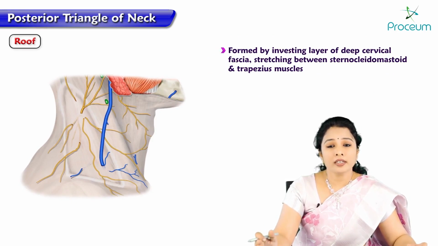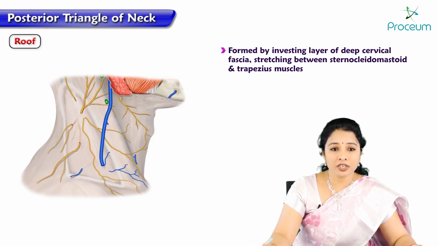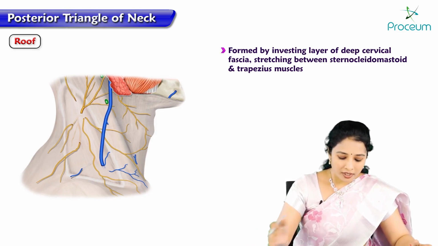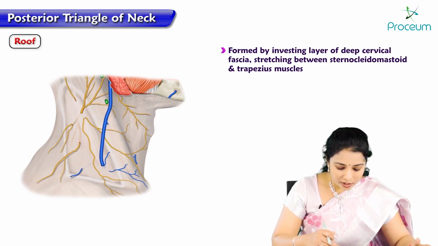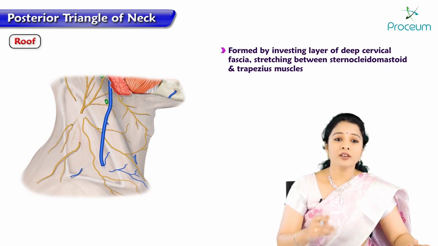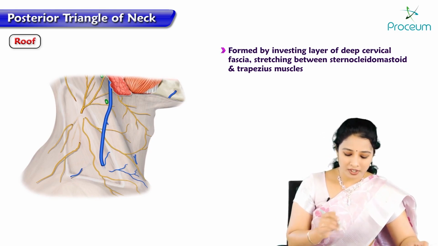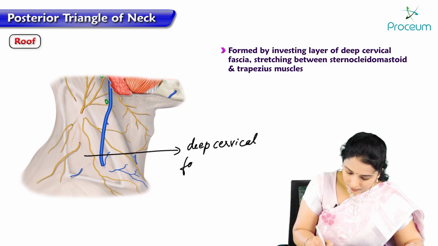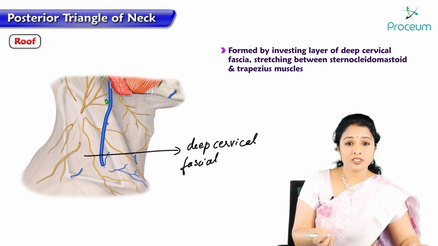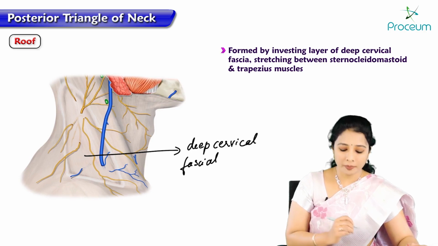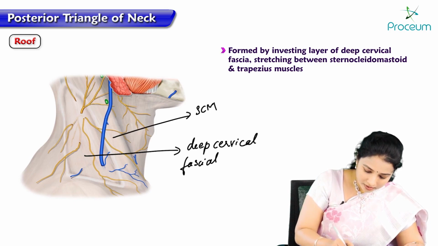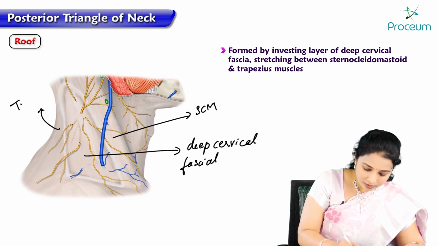Roof is formed by the investing layer of deep cervical fascia which is stretching between the sternocleidomastoid and trapezius muscle. So here we can see a white colored structure which is pierced by several cutaneous nerves, which is nothing but deep cervical fascia, which stretches between sternocleidomastoid and trapezius. This is sternocleidomastoid muscle and we can see the trapezius as well.